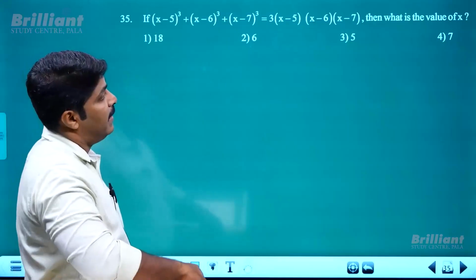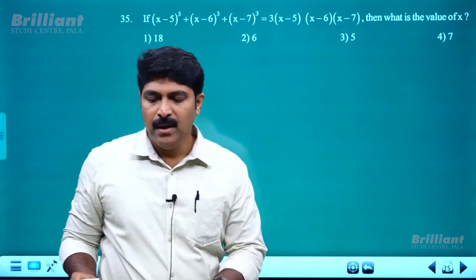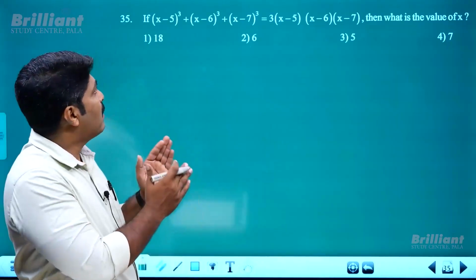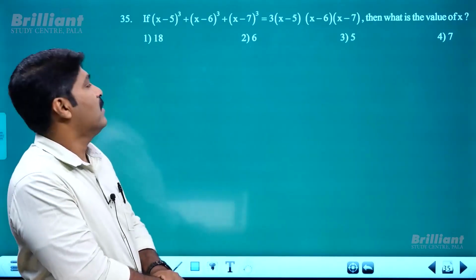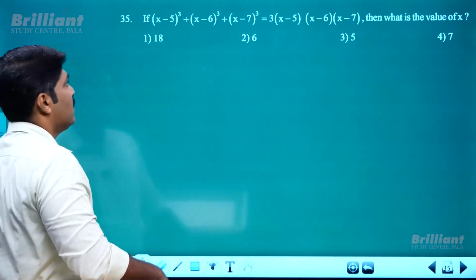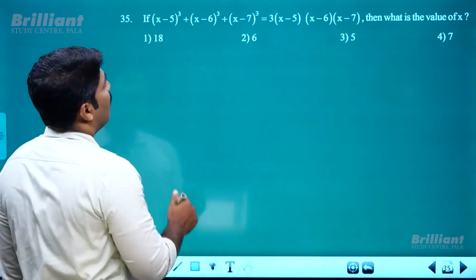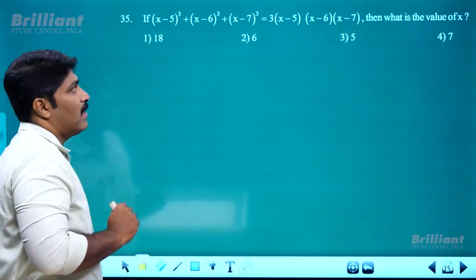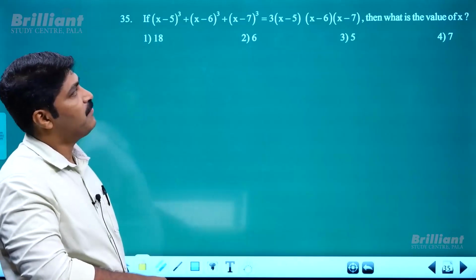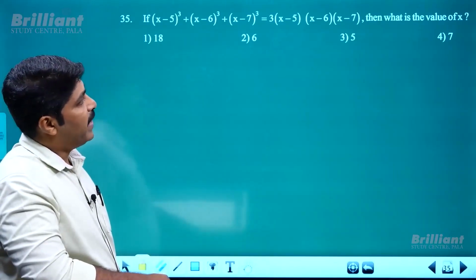It's a basic algebraic identity related question. So here the question, while observing the question: x minus 5 the whole cube, plus x minus 6 the whole cube, plus x minus 7 the whole cube, equal to 3 into x minus 5 into x minus 6 into x minus 7. Then what is the value of x?